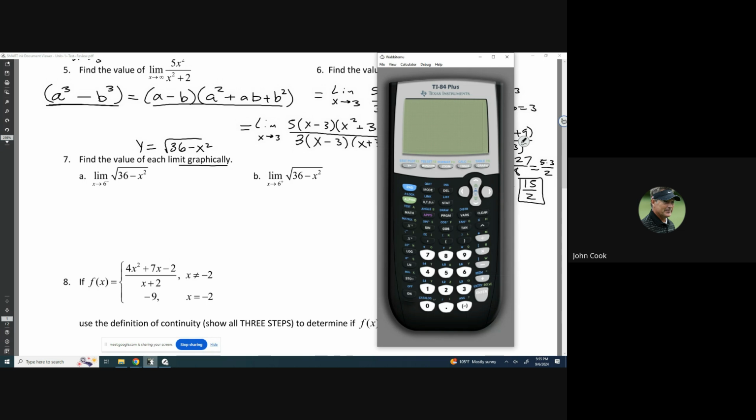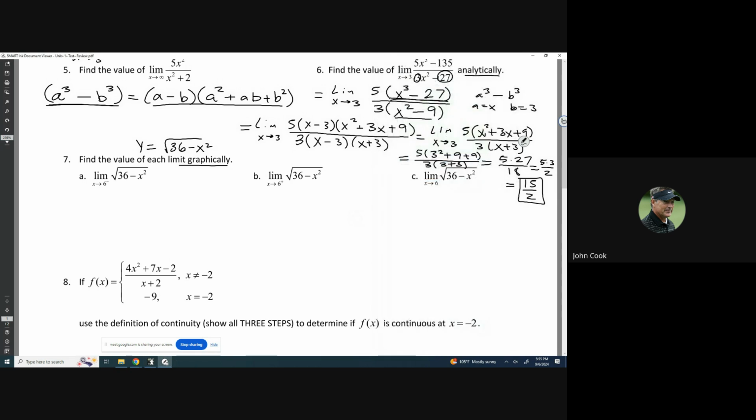Okay, graphing calculator, graph it out. So we've got the square root of 36 minus x squared. All right, graph it out. And there's what it is. It looks like it's going to be a half of a circle. And indeed, up at the top it goes to 6, and to the left and the right it goes to 6 as well.